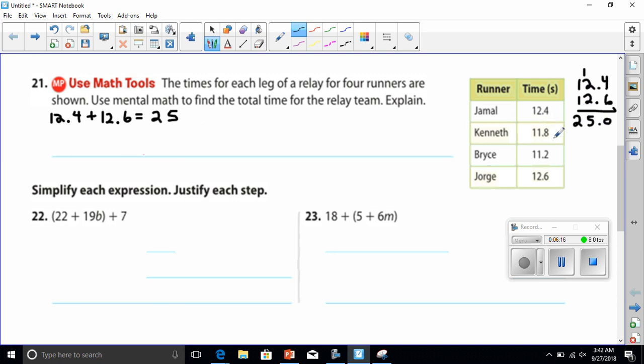Now we can group the other two, and look at that. We got 8 and 2 as the last numbers. Again, I know 8 and 2 will equal 10, so I can go ahead and group them together. So I'll say that 11.8 plus 11.2.